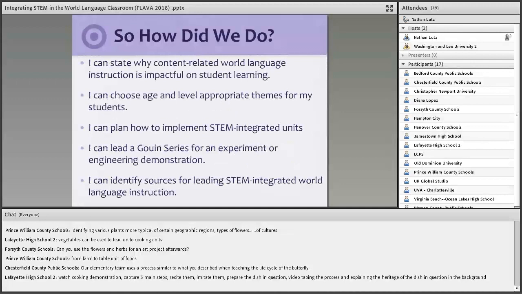Before I take your questions, I just want to review what our learning targets were for today, just to see how we did. So hoping that you can walk away saying that you can state why content-related world language instruction is impactful on student learning, that you can choose age and level appropriate themes for your students, that you can plan how to implement STEM integrated units in your educational context, that you can lead a Gouin series for an experiment or engineering demonstration, and that you can identify sources for leading STEM integrated world language instruction.